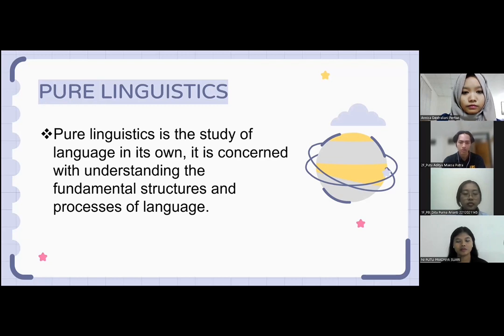According to the article on linguistics by the Stanford Encyclopedia of Philosophy, pure linguistics is concerned with, quote-unquote, the formal properties of language, such as its sound system, grammatical rules, and the meanings of words and sentences, without regard to their communicative or social function or the context in which they are used.